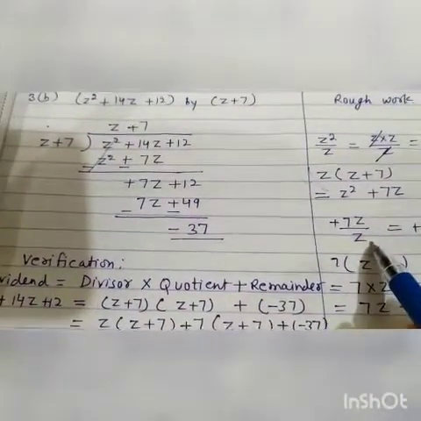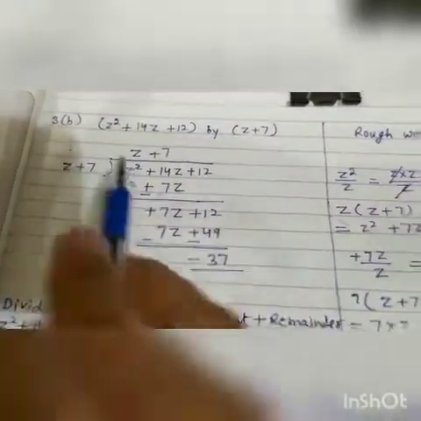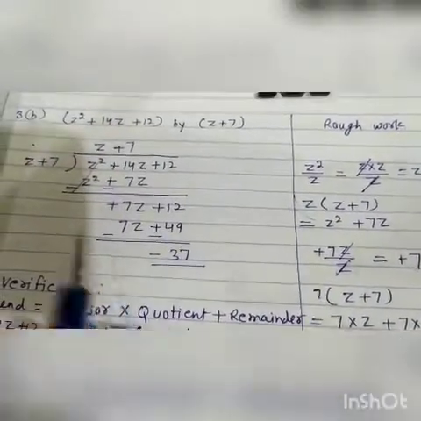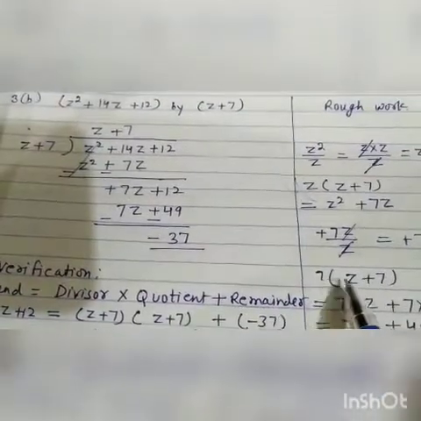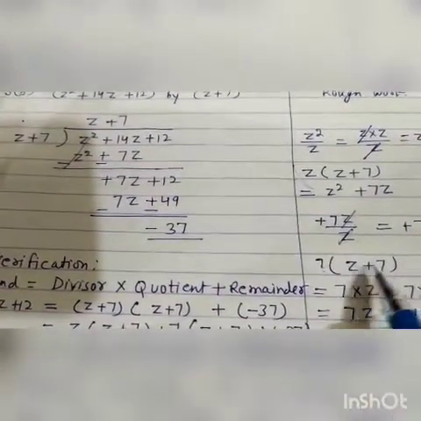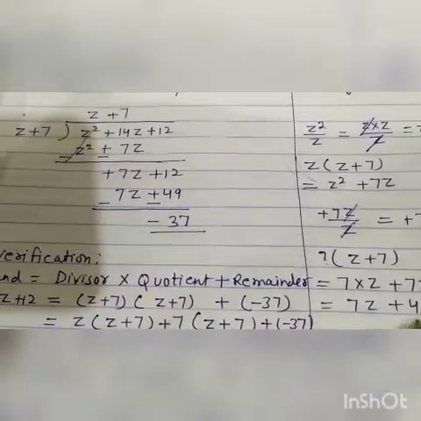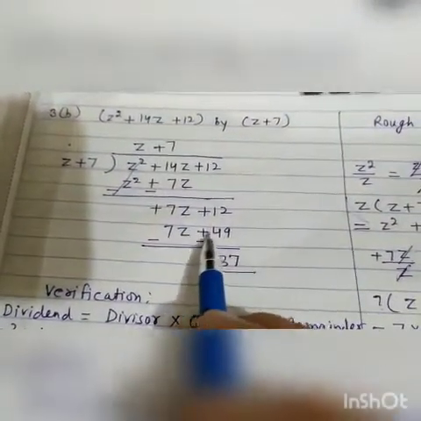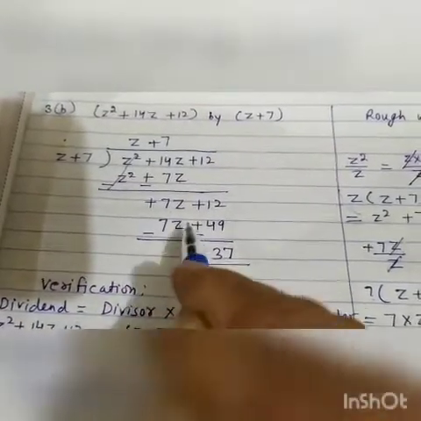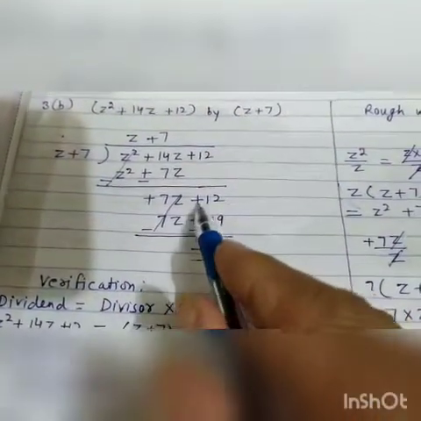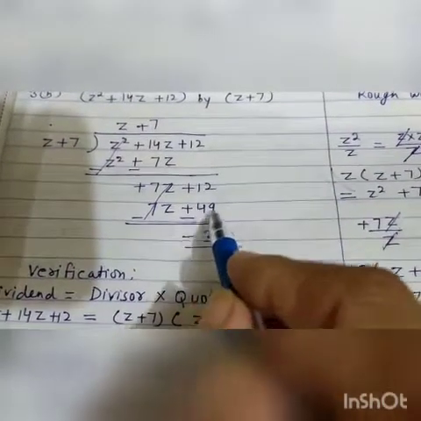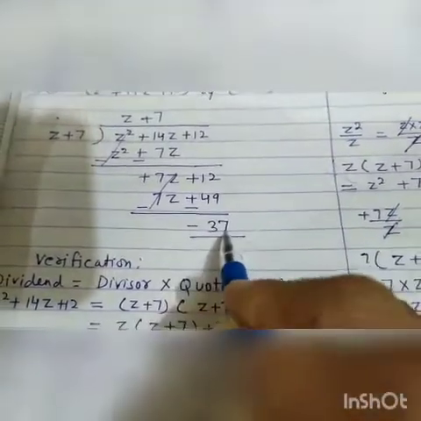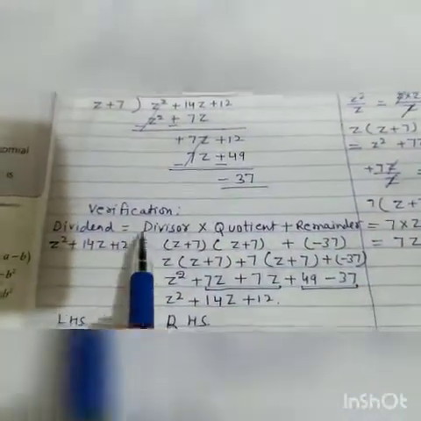7z upon z. This 7z upon this z, z cancel. Plus 7. Then 7 multiply by z plus 7. 7 multiply z, 7z, plus 7 multiply 7, 7 7s are 49. So write this plus 7 here and 7z plus 49 here. Change the sign. This will cancel. Simplify it. Plus 12 and minus 49. We will subtract 12 from 49. We get minus 37. Then verification.